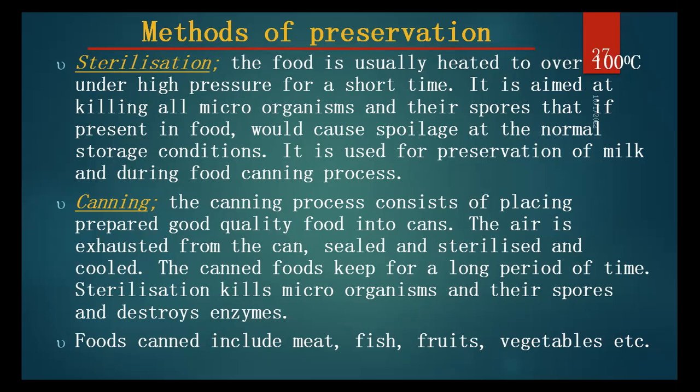So the fact that there is sterilization means microorganisms are killed, and the canning process itself, with extraction of air, does not allow microbial activity. Canned food include meat, fish, vegetables, etc.